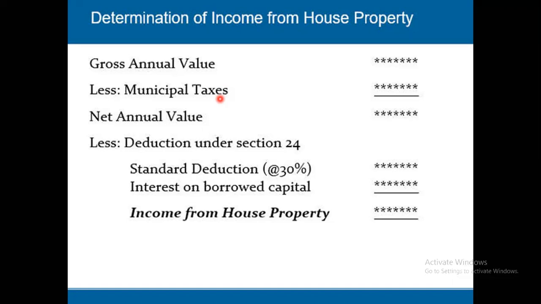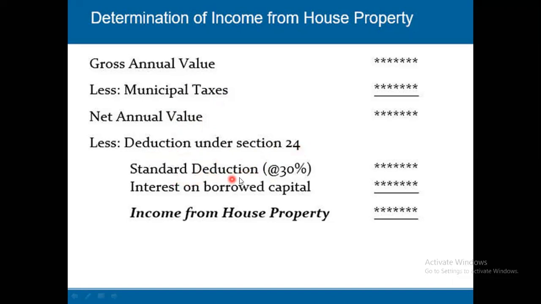When municipal taxes paid by the SSE during the previous year are deducted from the gross annual value, we arrive at the net annual value. Now, once you arrive at the net annual value, the next step is to claim the deductions under Section 24. Under Section 24, there are two deductions which can be claimed.